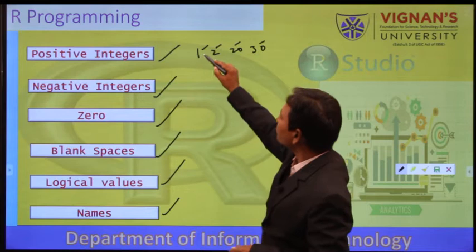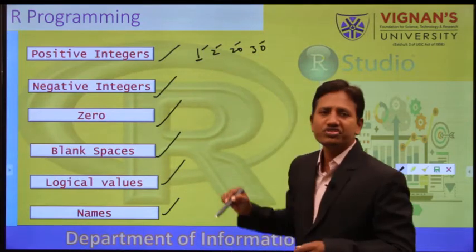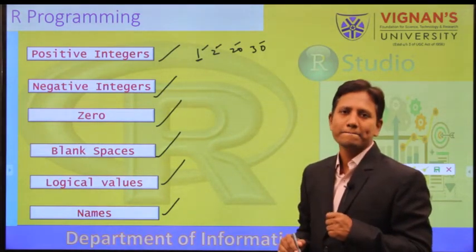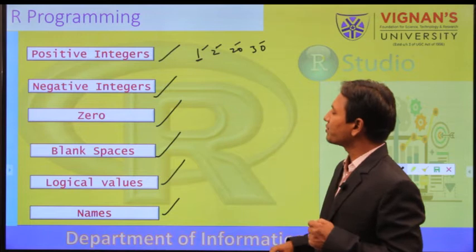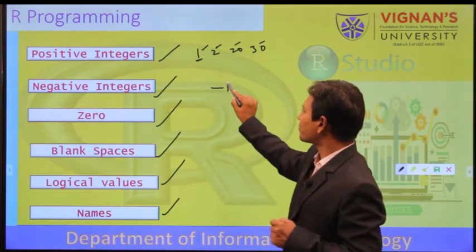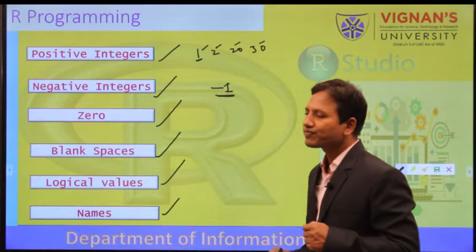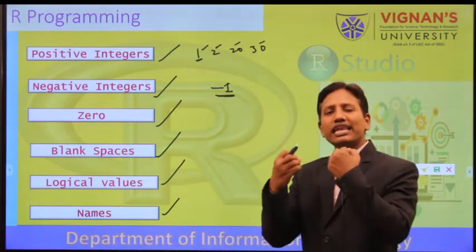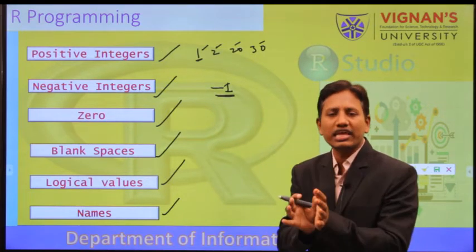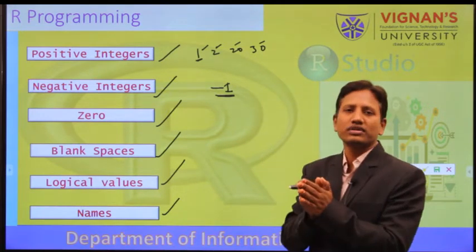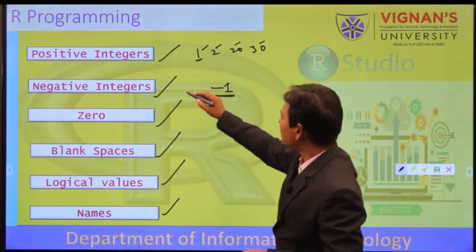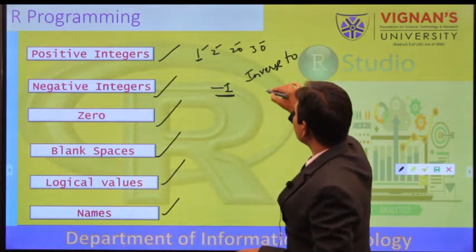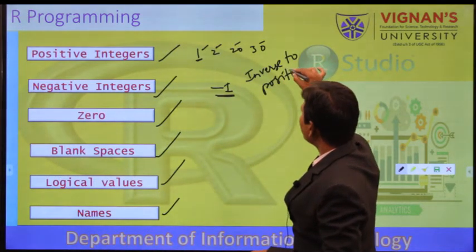So what it will do is, in this position, whichever value is there, that value it is going to return. That is the positive integer, and you can use the negative integer also. What this negative integer will do is, it is going to delete that value. It's not deleting, it is not going to select that one. This negative indexing is inverse to the positive one.